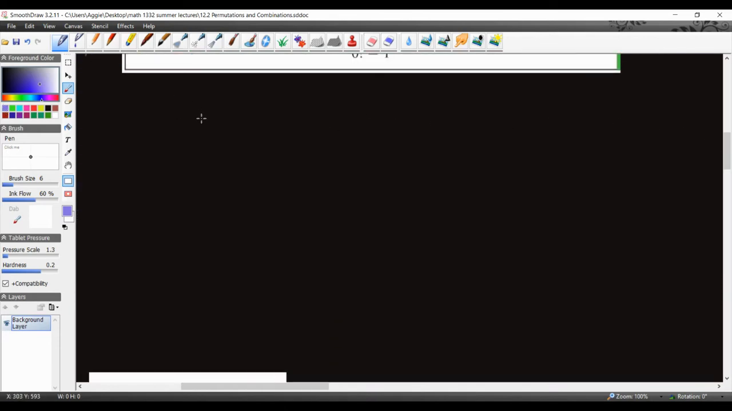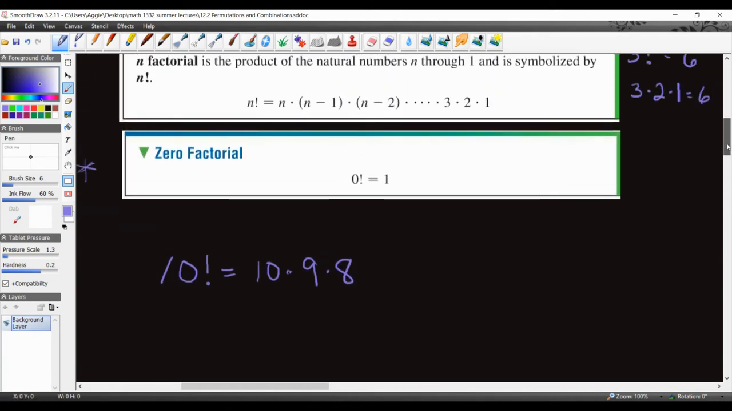Let's try an example just so we can make sure we know what we're doing. Let's say I gave us 10 factorial. This would be equal to 10 times 10 minus 1, which is 9, 10 minus 2 is 8, and you just keep subtracting to get down to the bottom number. So times 7, times 6, times 5, times 4, times 3, times 2, times 1. Whatever that gives us, I'm not going to actually calculate it. That would be our answer.